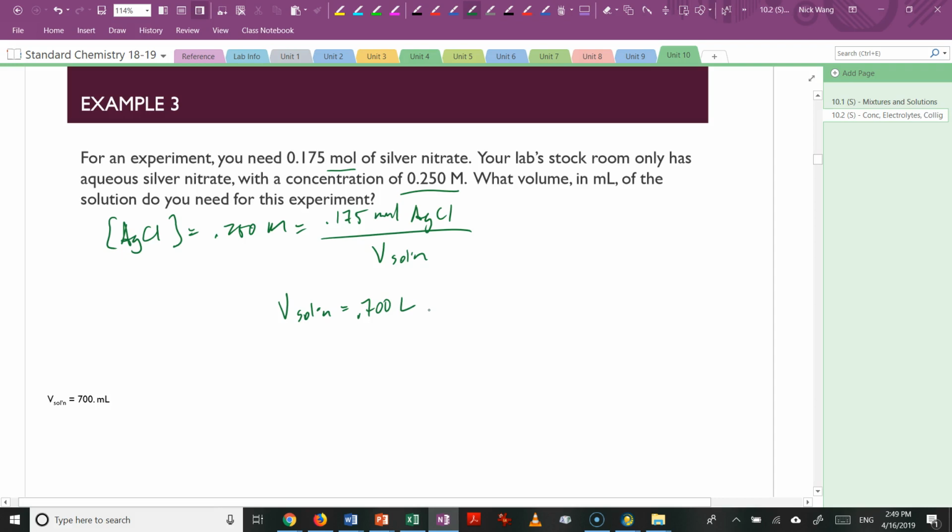And of course, since the problem is asking for the volume in milliliters, you're going to have to take that 0.700 liters and convert it into milliliters. For every 1 liter, it's 1,000 milliliters, and you end up getting 700 milliliters.